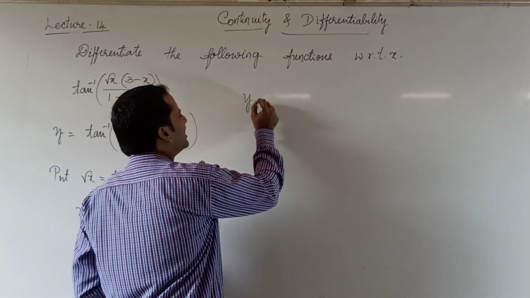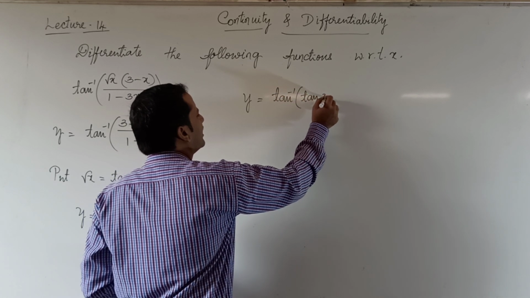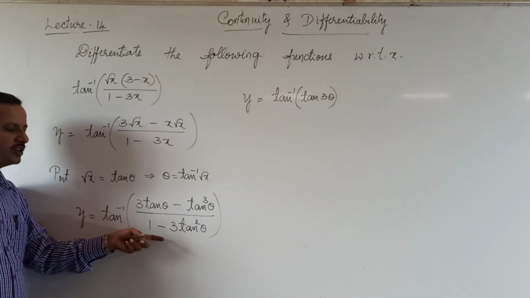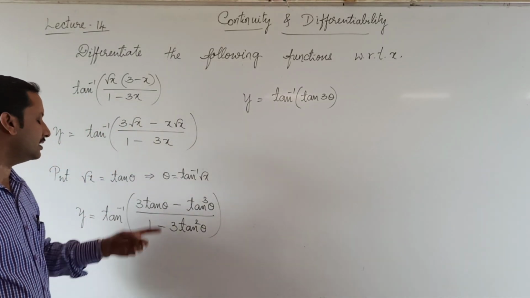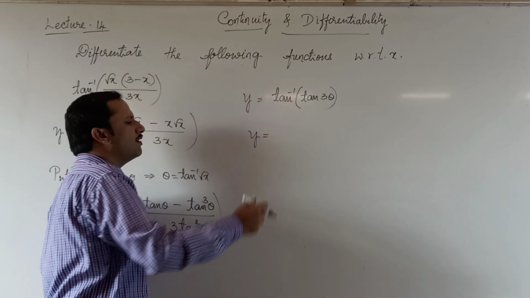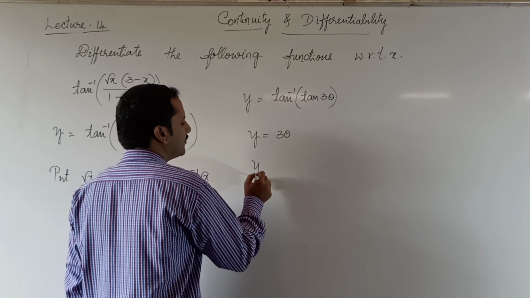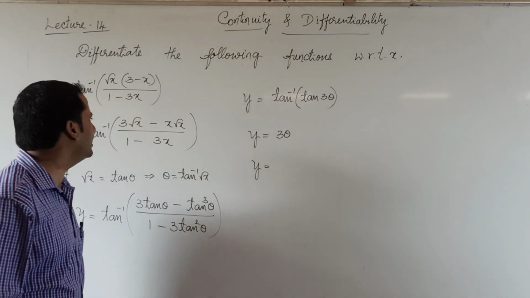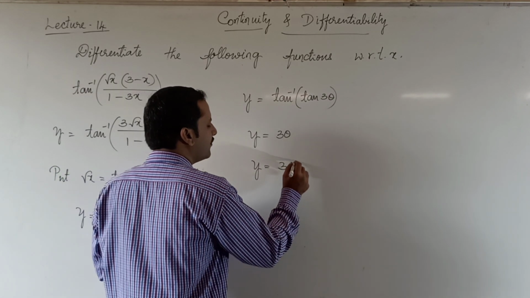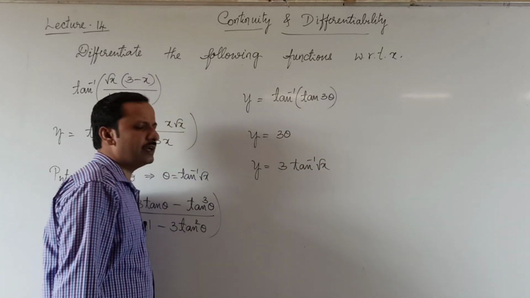So y is equal to tan inverse of tan 3 theta. Okay? 3 tan theta minus tan cube theta divided by 1 minus 3 tan square theta is equal to tan 3 theta. So y is equal to tan inverse of tan 3 theta, which is 3 theta. What is theta? Tan inverse of root x. So you have 3 tan inverse root x.